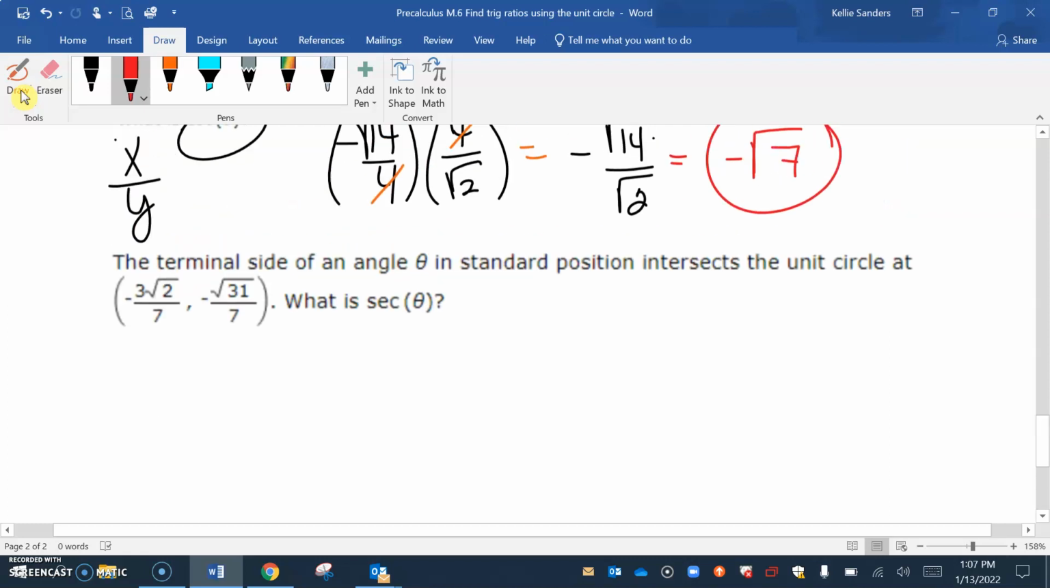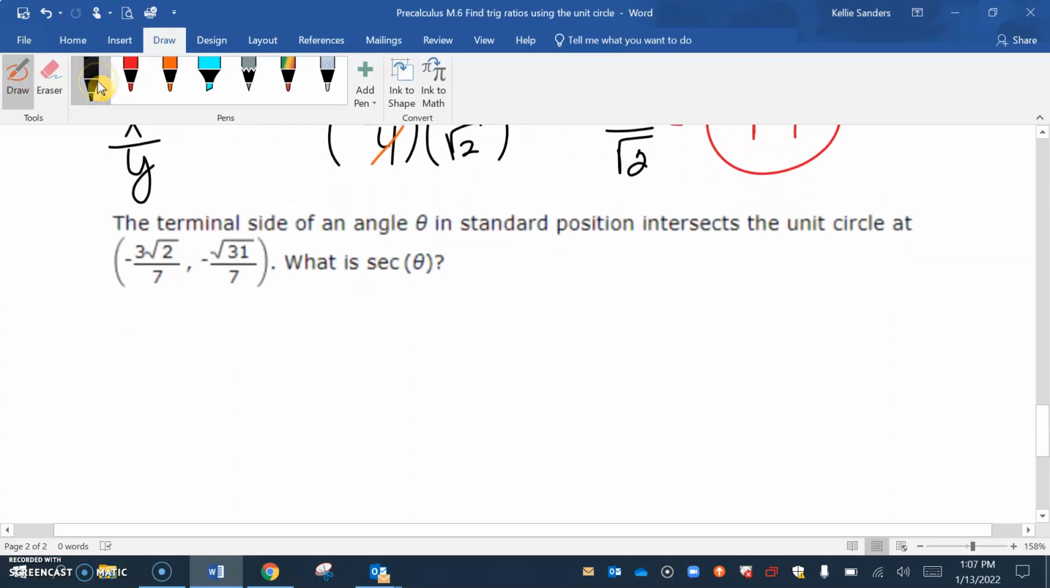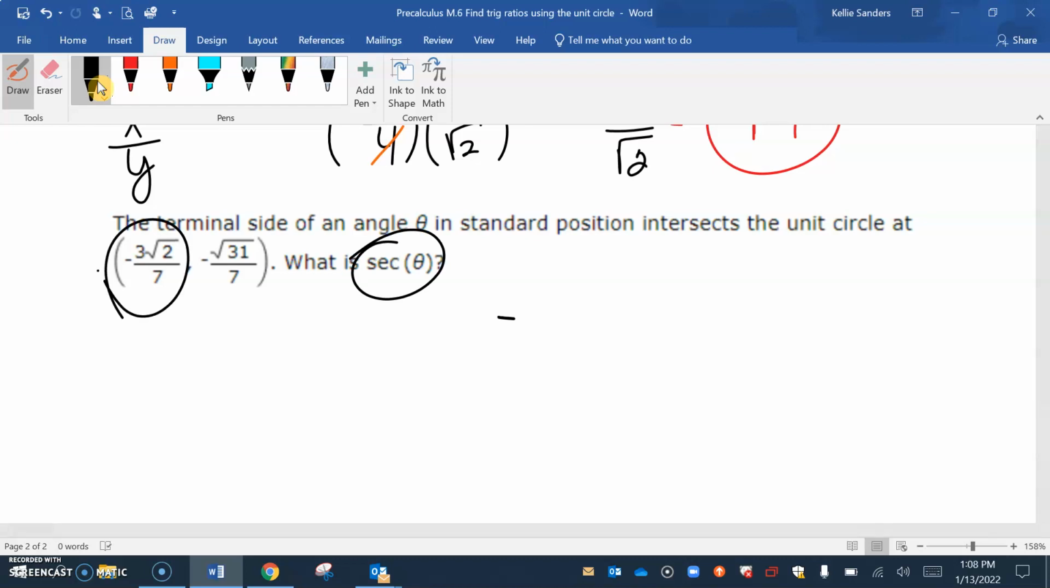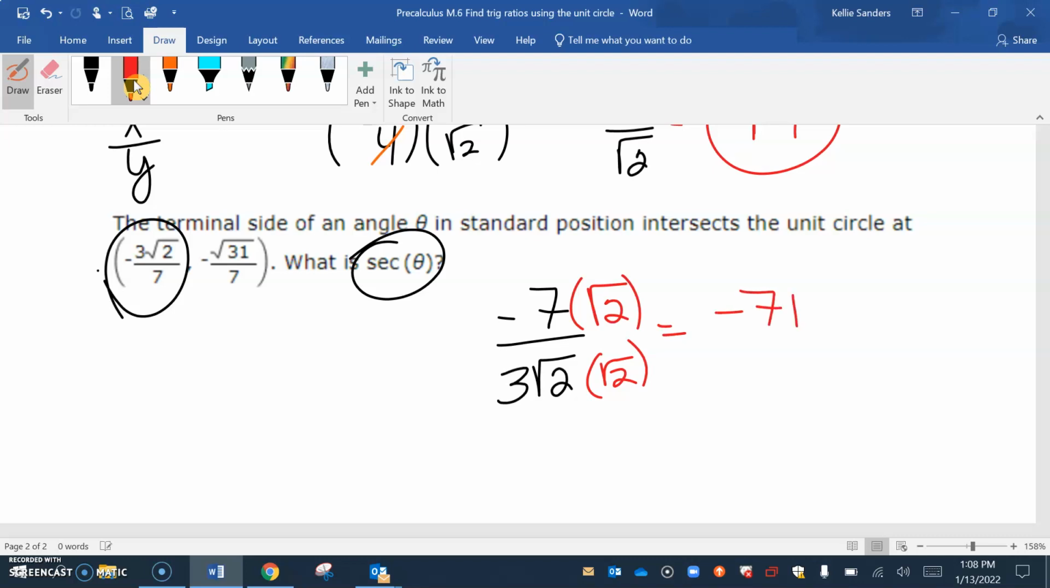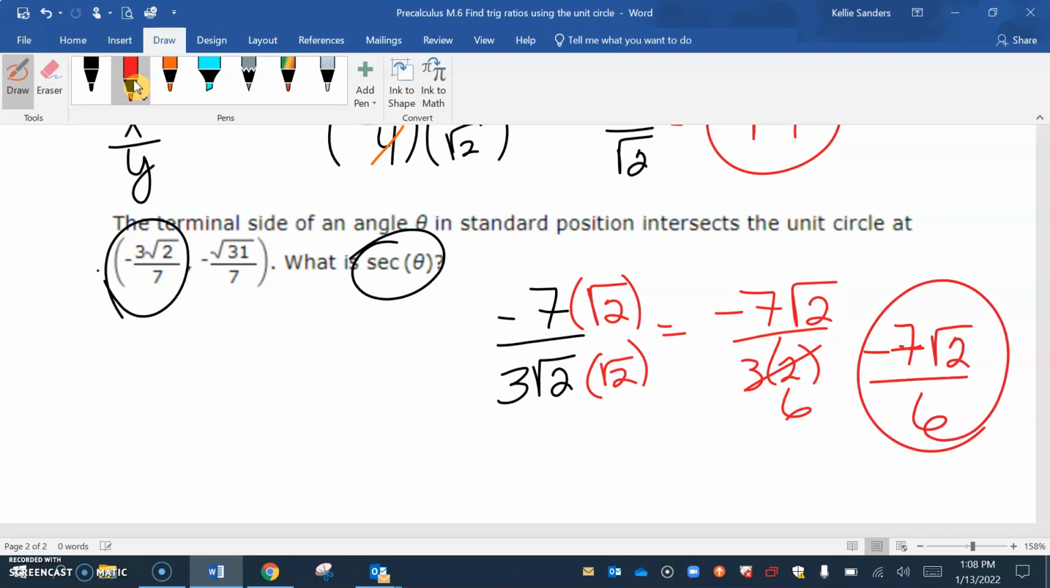Last one? Yeah, last one. Secant is the reciprocal of cosine. Cosine is x. So negative 7 over 3 square root of 2. Can't have square root of 2 on the bottom. Negative 7 square root of 2 over 3 times 2, which is 6. The 7 and the 6 do not reduce. Negative 7 square root of 2 over 6.